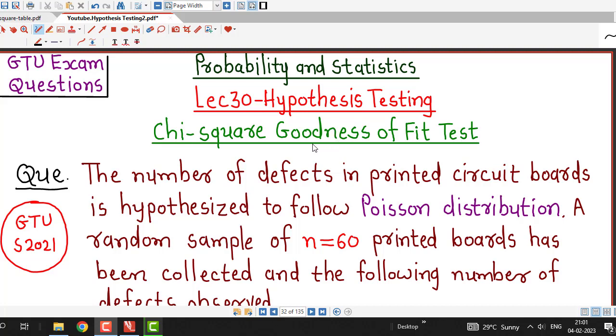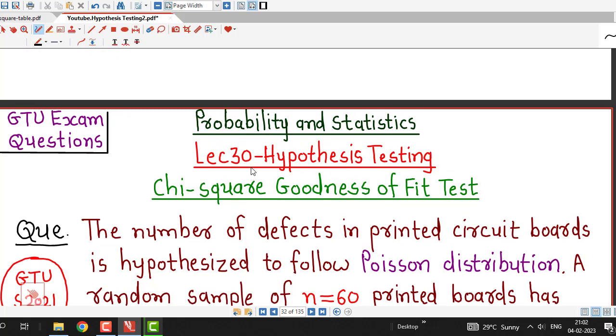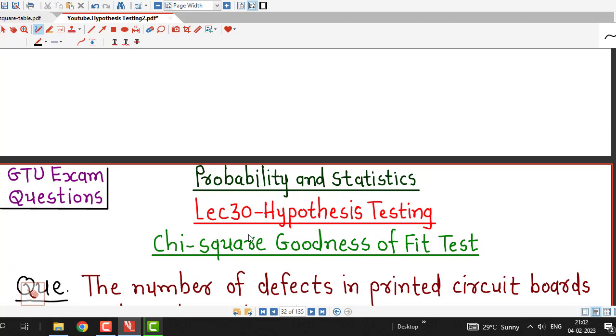In this lecture, we will discuss one question on chi-square goodness of fit test. This question was asked in GTU Summer 2021 exam. Before going for this lecture, I suggest you watch my lectures on chi-square distribution, and also lecture number 29, in which I have explained how to apply chi-square goodness of fit test.